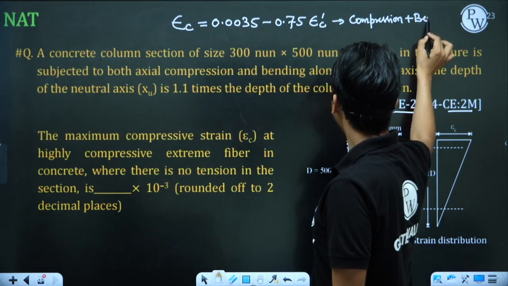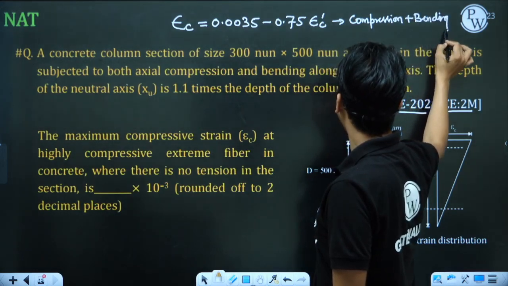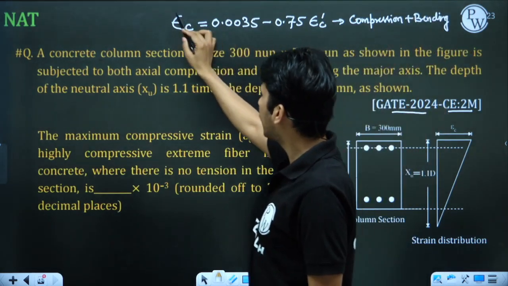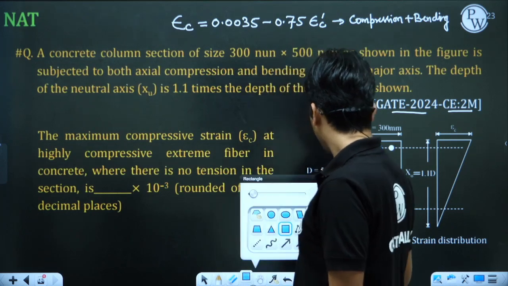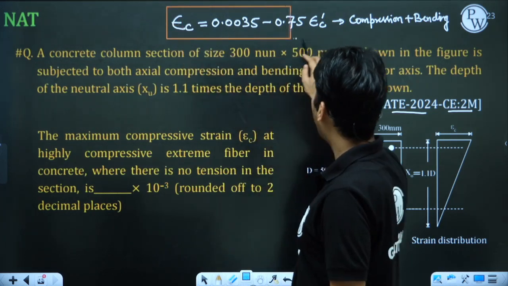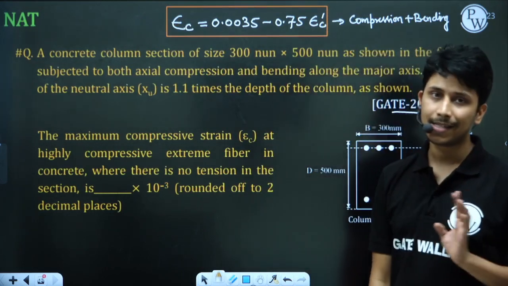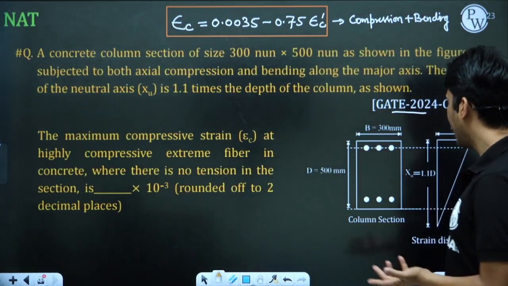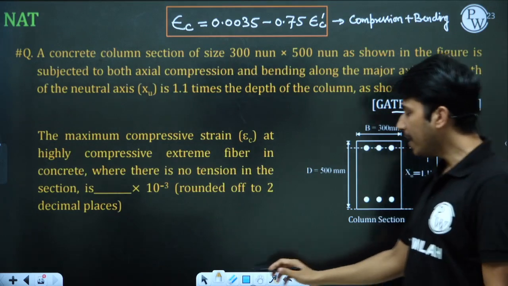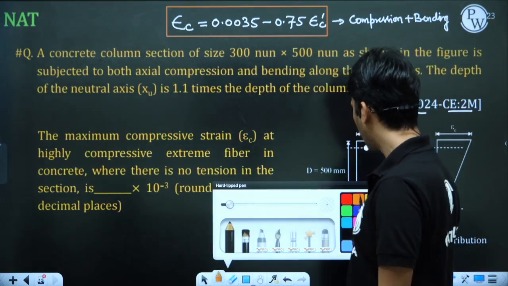So in this beam, compression plus bending both are happening. So this equation will be applied. This is the third assumption of strain in the column. If you know this assumption, you can easily solve this question. So it was saying that there is a combined action of compression and bending in column.